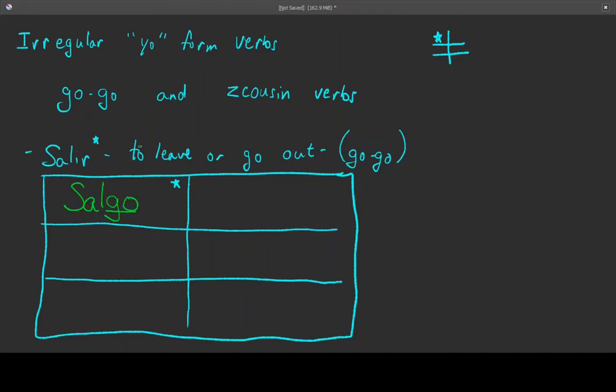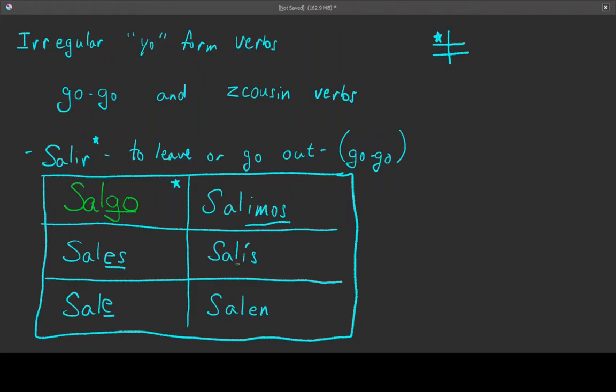As I mentioned, once you get past the irregularity in the yo form, everything else is going to conjugate regularly. So the rest of our forms of salir are just going to be normal IR verb endings with the root sal. Sales, sale, salimos, salís, and salen. Once again, salir. It's a go-go, means to leave or to go out, and that is what it looks like in all of its forms.